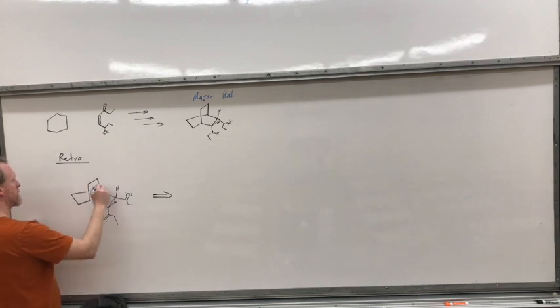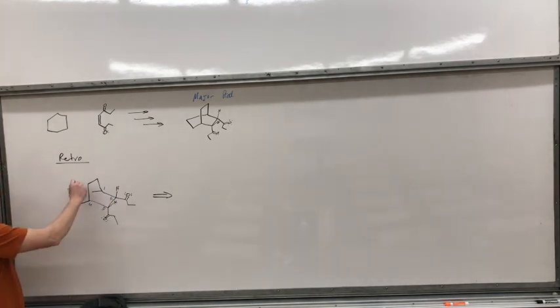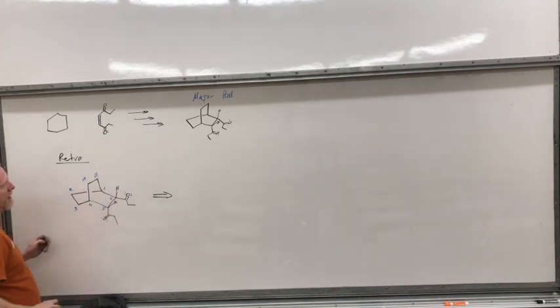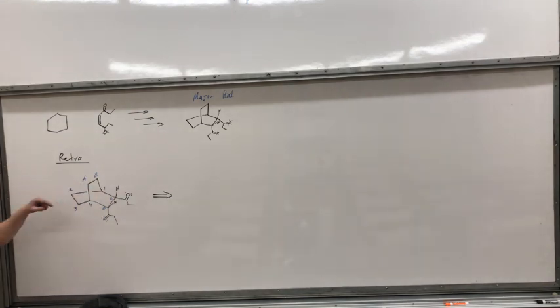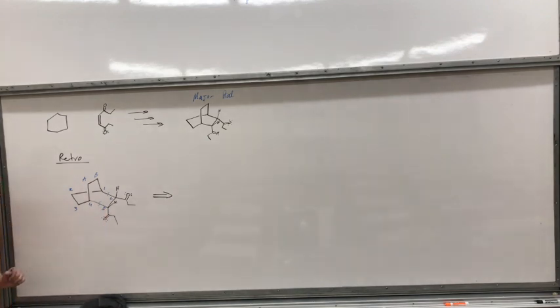remember, I numbered these as 1, 2, 3, 4, 5, 6. And then I had my dienophile as A and B. And the bonds that were made were between 1 and 6 and 4 and 5. But there's something else about this one. I can't disconnect that just yet. Do you see what's happening there?